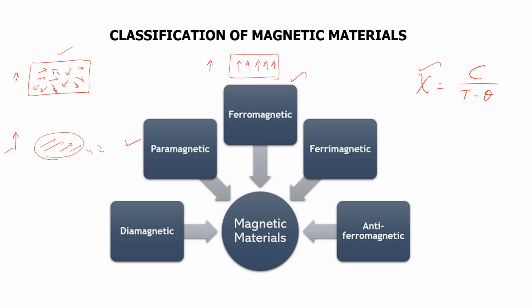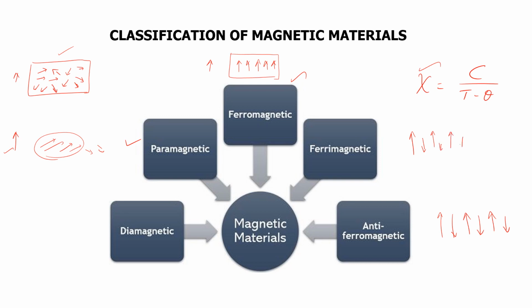Antiferromagnetic material is exactly opposite. That is, the spins are like this. The alignment will be like this. That is, equal in magnitude but in opposite direction. Ferrimagnetic means not equal, unequal in magnitude but opposite in direction.